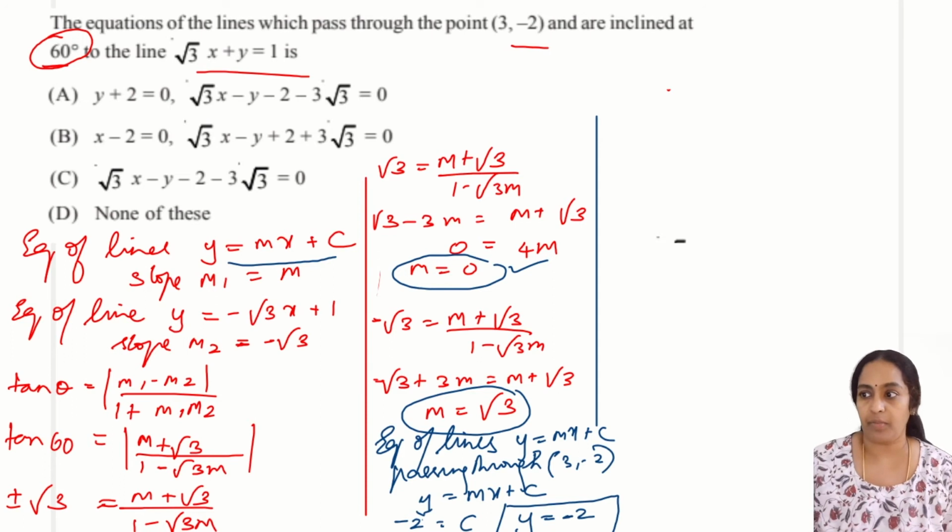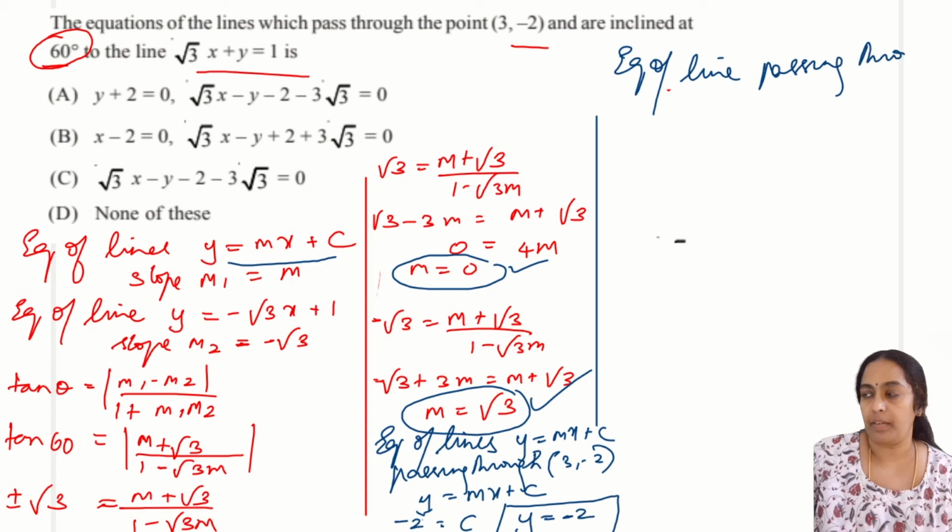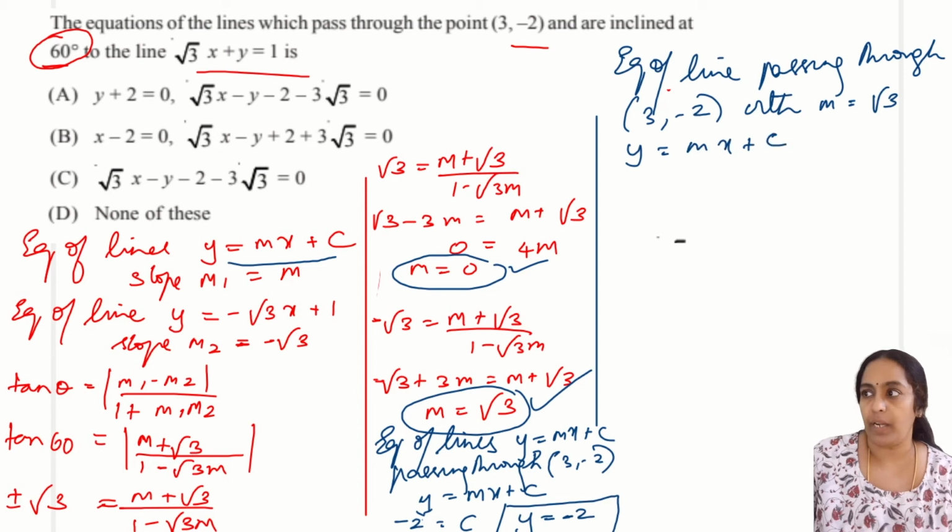I'll be getting one more equation because I have another slope, m equals root 3. So the equation of the line, again passing through 3, minus 2 with the slope equal to root 3. So that's going to be y equals mx plus c. Y is minus 2, slope is root 3, x plus c. The x value I also know, which is from the point: the point is 3. Root 3 into 3, so it's going to be 3 root 3, plus c.